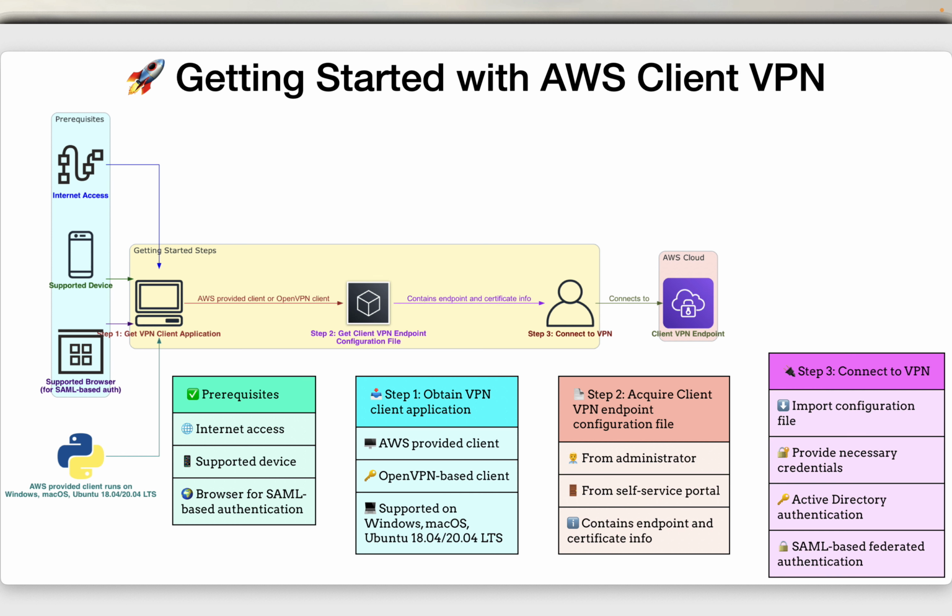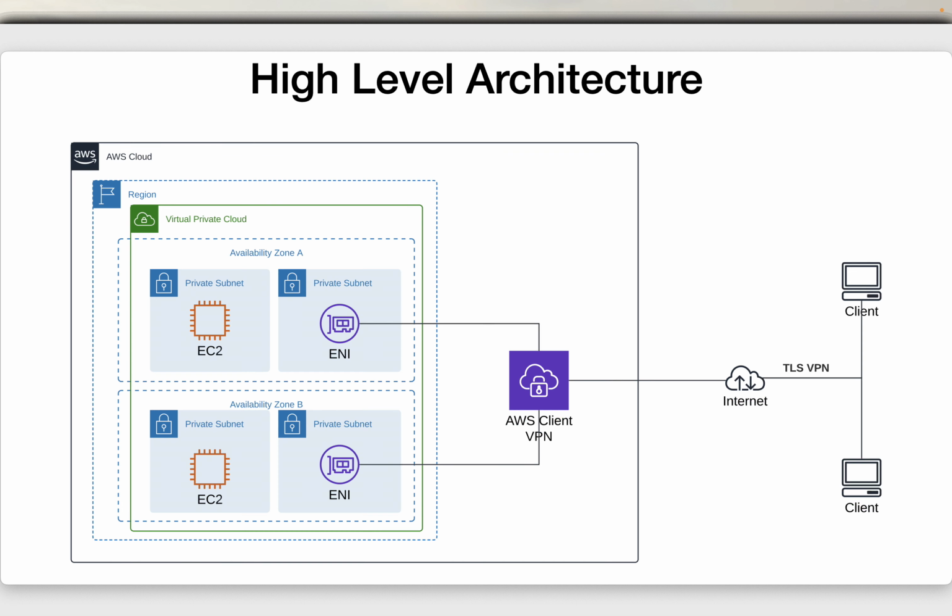Then step 3, you import the configuration file, connect to VPN and provide the necessary credentials. Okay, and for Active Directory authentication, you have to enter your username, password or MFA code if it is enabled. For SAML based federated authentication, single sign-on, the AWS provided client will open a browser window prompting you to enter your corporate credentials before connecting to the client VPN endpoint.